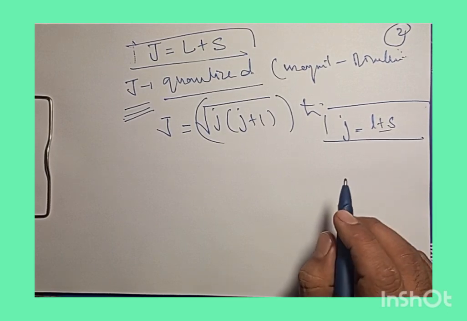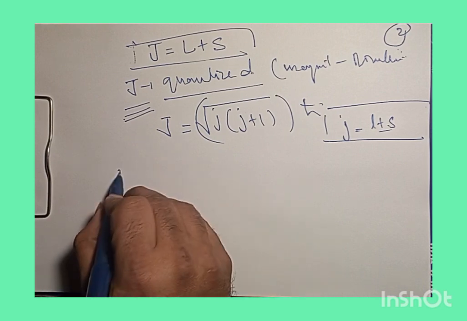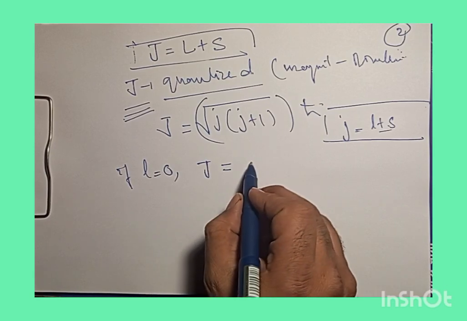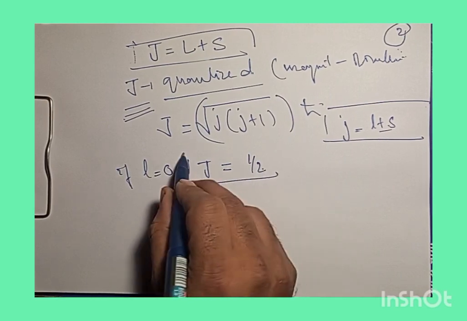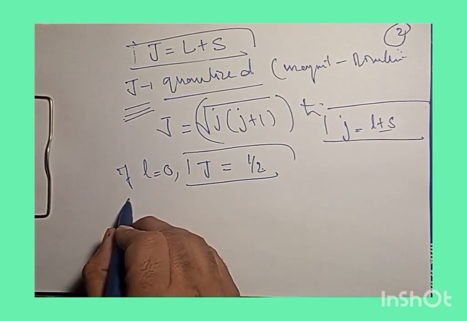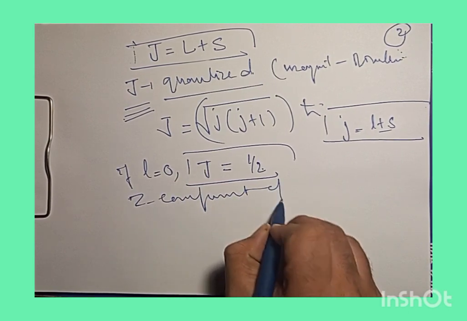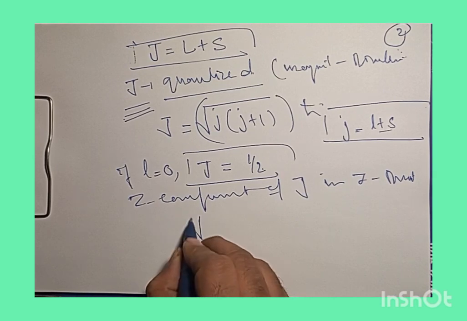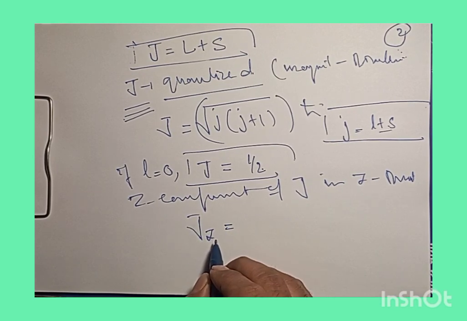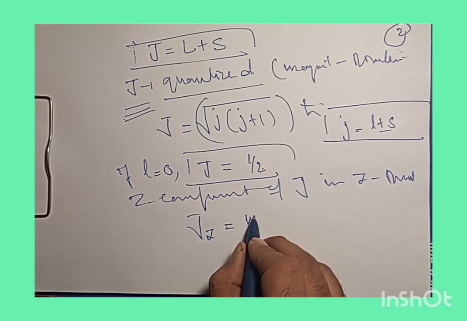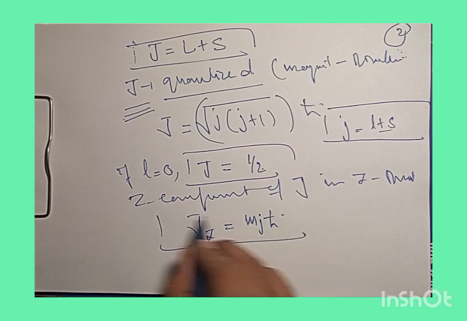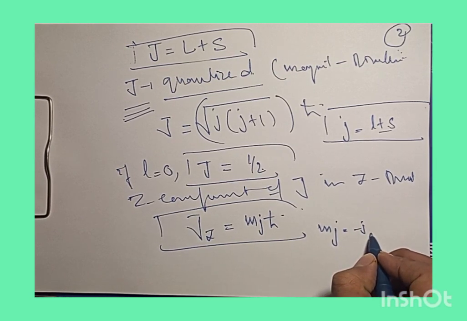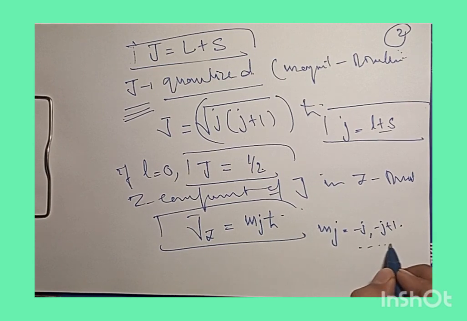Now this S can be plus or minus. If I assume that L is equal to 0, J will have a single value, equal to 1 by 2. If I take the Z component of J in the Z direction, I should write Jz, the way I was doing for orbital angular momentum. That will be mj h cross, where mj is minus j, then minus j plus 1, and so on and so forth up to j.